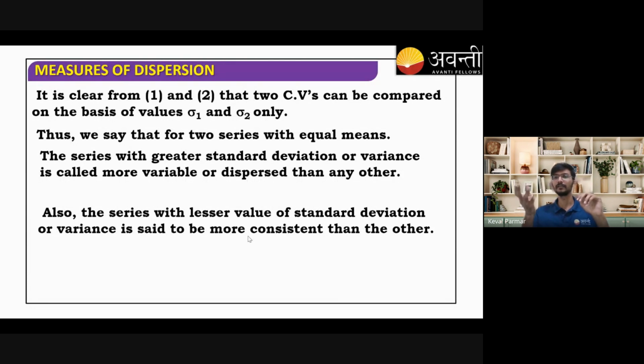The batsmen Virat Kohli and Suresh Raina were there, right? Who was more consistent? Virat Kohli, because he scored runs very close to 40, 50, 40, 50, 40, 50. While Raina sometimes scored a duck, sometimes scored 100, sometimes scored 80, and so on. Right? So his data points were very spread out.